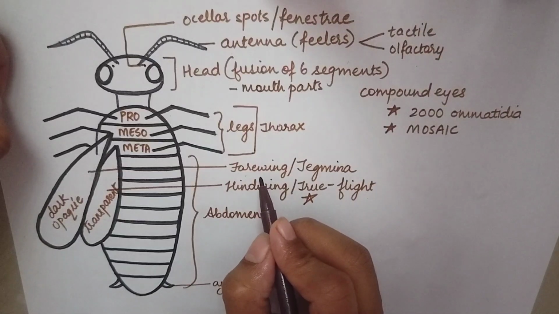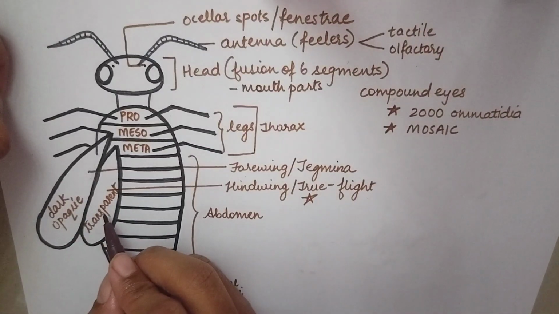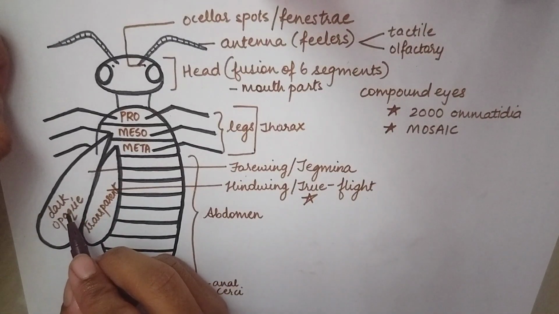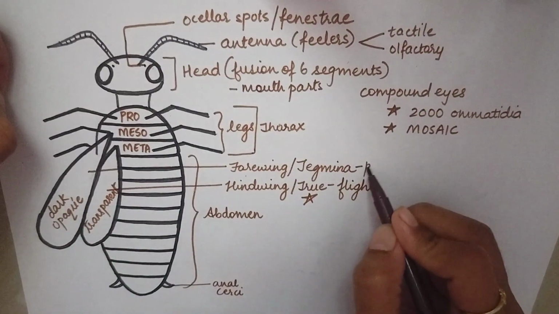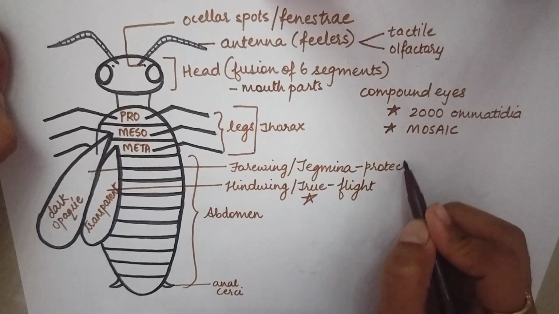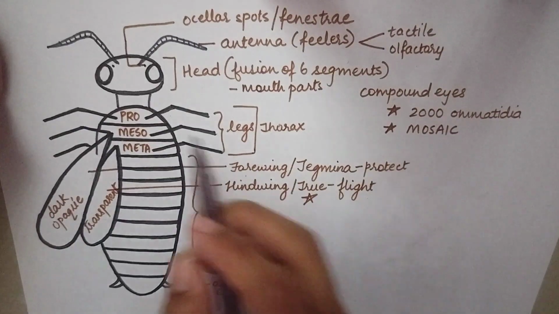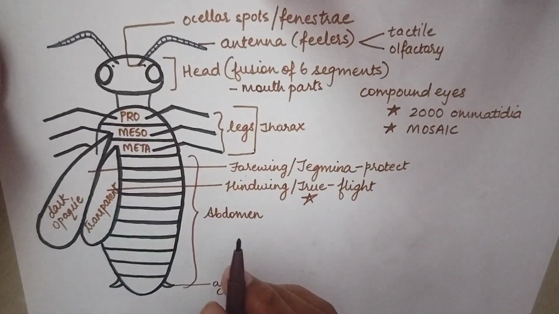So what will the forewing do? It will do protection. It is protective in function. It will protect the hind wing. So the forewing will protect the hind wing. Okay, so the thorax part is also clear to you.